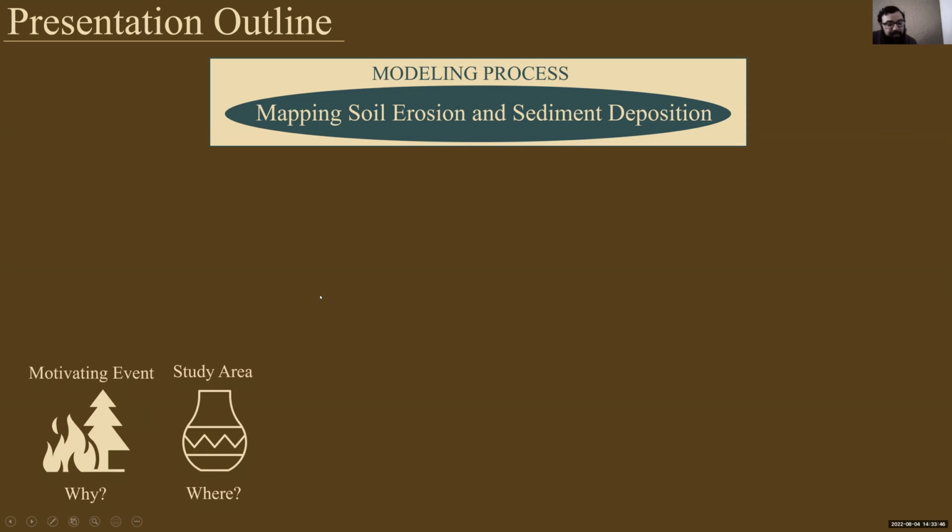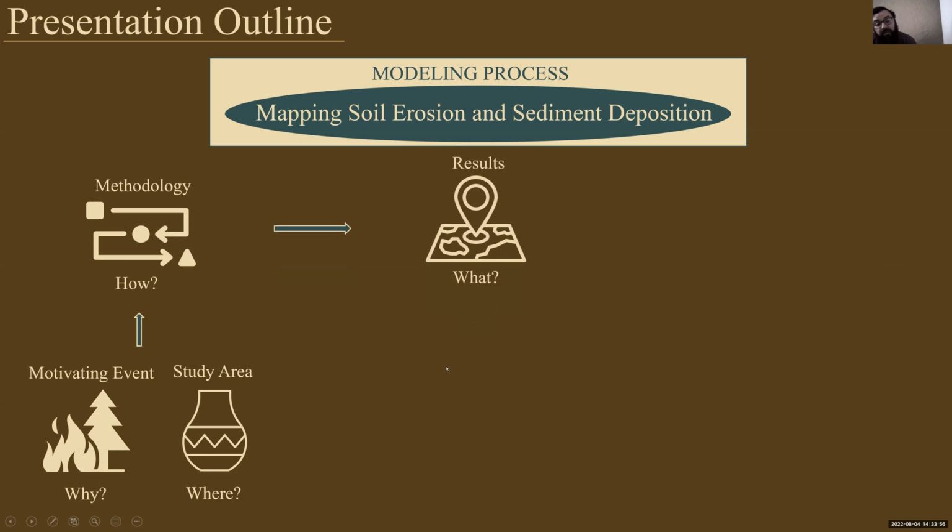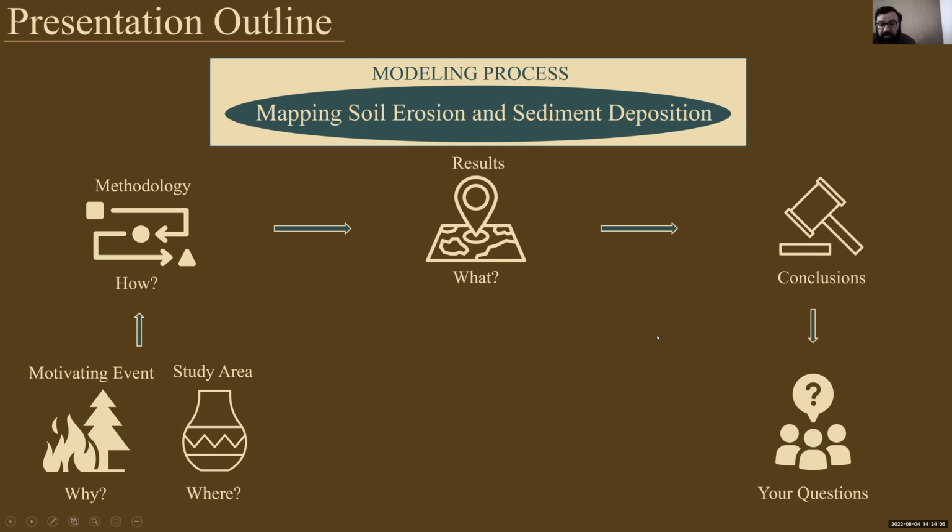I'll begin by talking about the motivating event in the study area to give you an idea of where and why this project occurred. I'll then move on to methodology to describe how I was able to perform the analysis. From there, I'll go on to describe the results and show you what I was able to create. From there, I will then briefly talk about some conclusions and then wrap it up with questions. One of these icons is located at the bottom right corner of every slide to let you know where we are in the presentation.